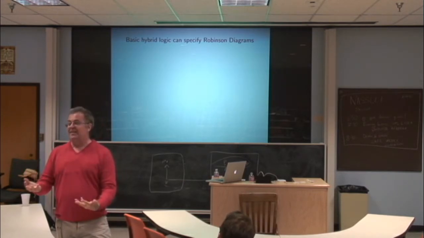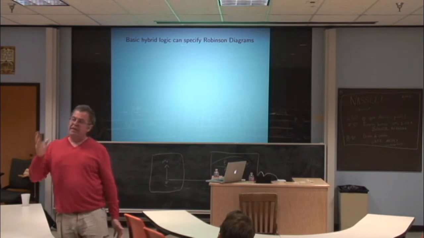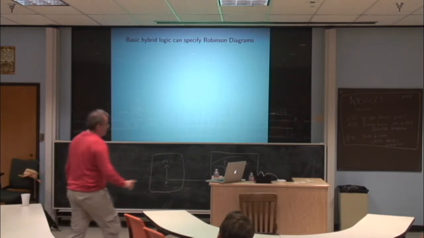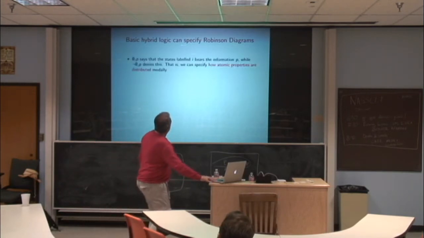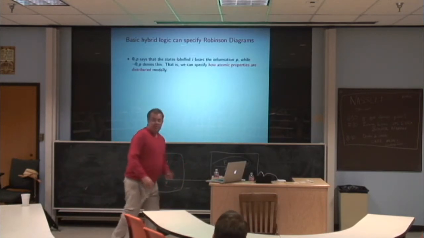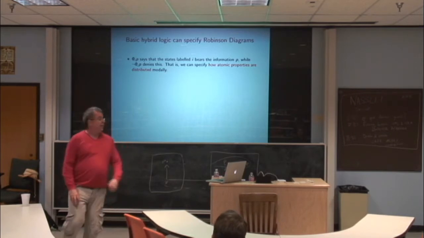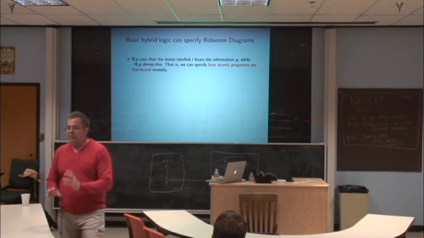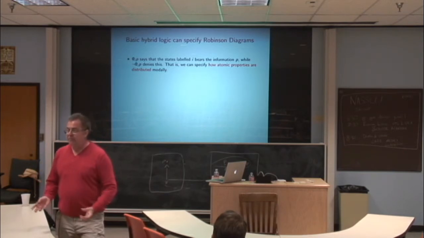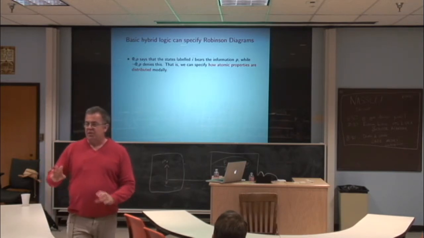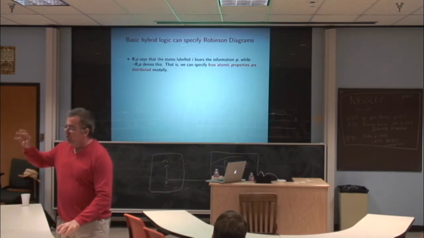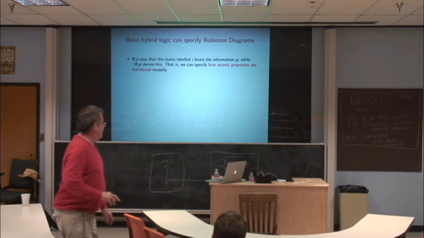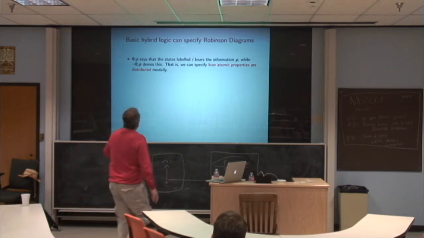I've only got partial explanations, but most of my explanations rest on this slide. Let me just say what a Robinson diagram is. When you're doing first-order model theory, there's this technique called Robinson diagrams, which basically points out that first-order languages can really describe a model in big, big detail. And the thing is, you can kind of do this with these hybrid languages.